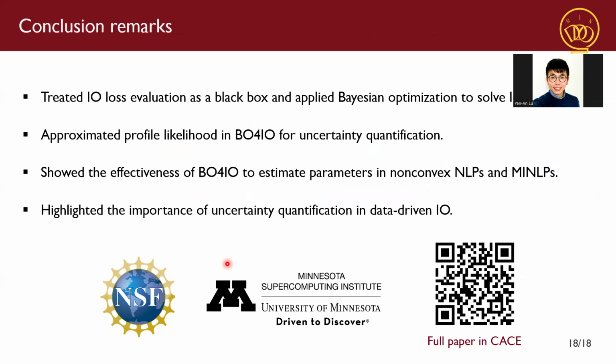So with that, I want to conclude this talk with a few key takeaways. First, we proposed a new algorithm based on the idea of treating the upper-level loss function as a black box in inverse optimization and applying Bayesian optimization to solve it efficiently. Secondly, in the second part of the paper, we proposed a new profile likelihood analysis where we can get uncertainty quantification of our final IO estimates.